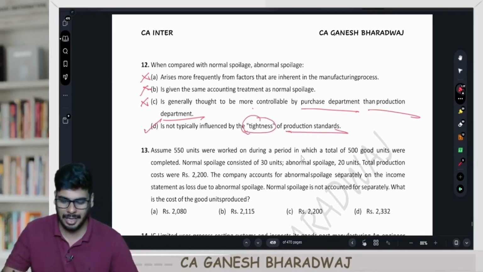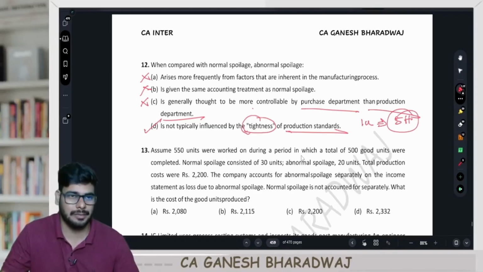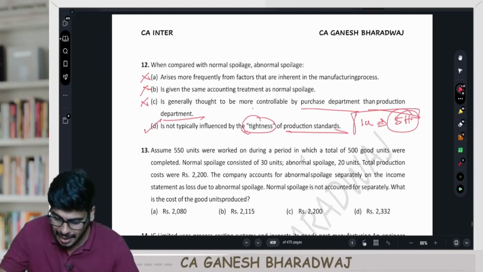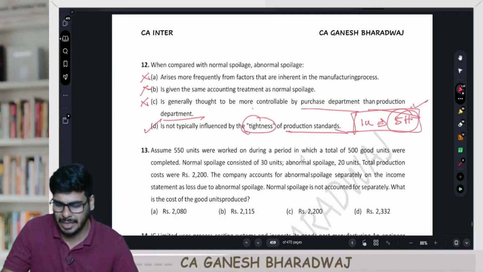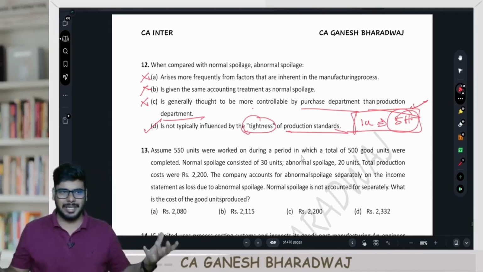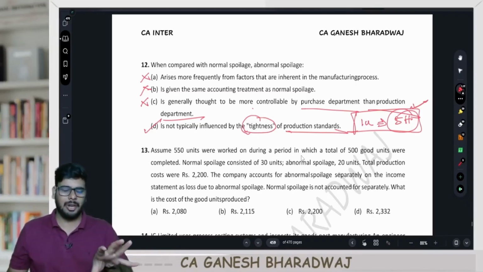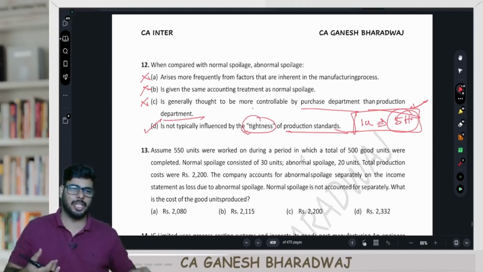Clear with this? Basically, tightness of production standards means what? For 1 unit, you can only take a maximum of 5 hours. So that employee is inefficient, or he is efficient, whatever it is, this standard does not impact my abnormal loss. The abnormal loss is not happening because of the inherent feature. It happens because of some inefficiency. Suddenly there is a breakdown, or I have put my raw material into the production facility, but in between there was some issue with the production facility. It didn't come out well.